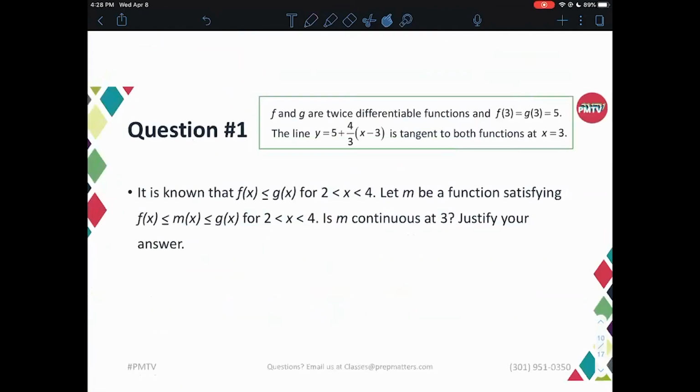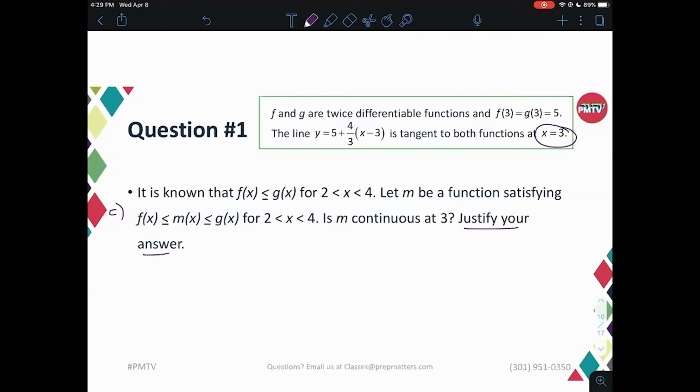Okay, now, last part here. This is a super quick part. This would be like a 1-point part on this actual question. So part C here says, it is known that f of x is less than or equal to g of x for x between 2 and 4, which is great because all of our information tells us that x equals 3. Let m be a function satisfying this statement here, f of x is less than or equal to m of x, which is less than or equal to g of x, again for x between 2 and 4. Is m continuous at 3?